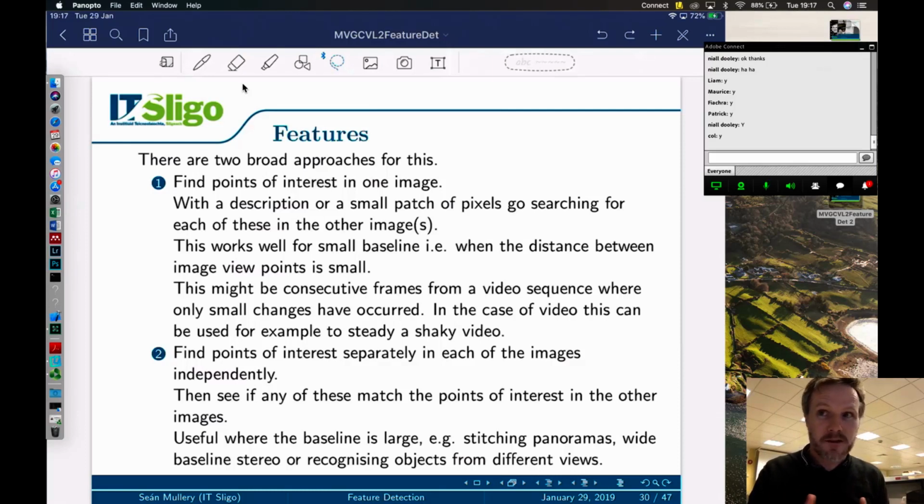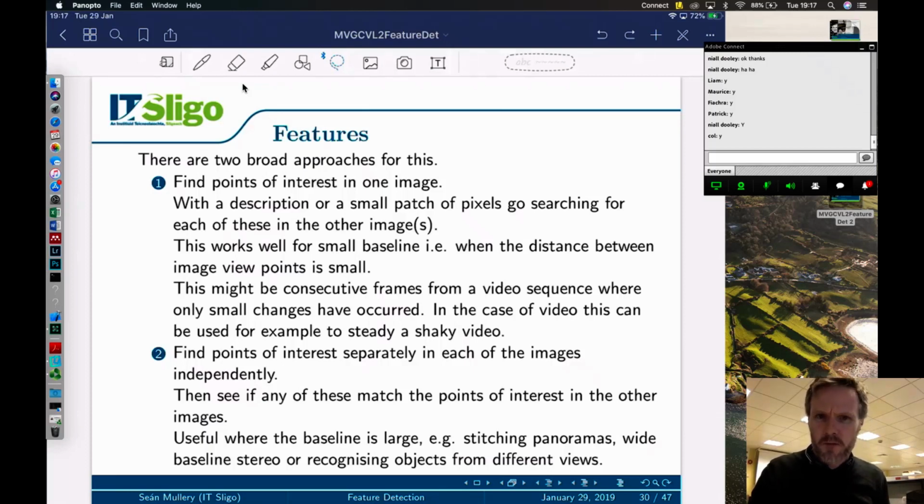Now that depends on what type you have, right? Whether you've had what we call a small baseline or a large baseline, which is, do we expect that there's only been a small change between the 2 views, or do we expect that there's been a large change? If there's been a large change, we're going to have to search all over the place.